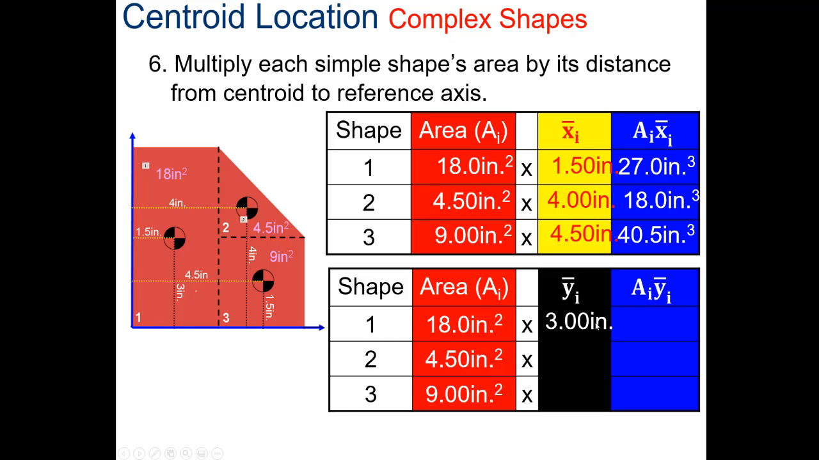So we do the same thing for y, okay? Notice the areas stay the same, so we could just copy those from here down to here, because shape 1, shape 2, and shape 3, they all still have the same area, right? So how far up the y-axis do I have to travel? I have to go up 3, right? So 3 times 18, 54.